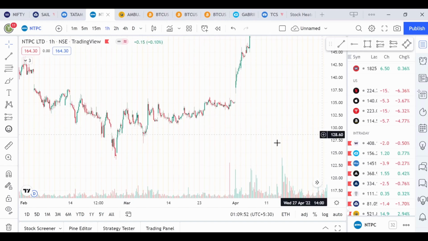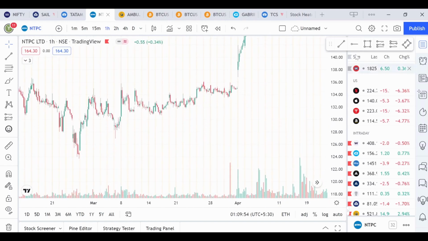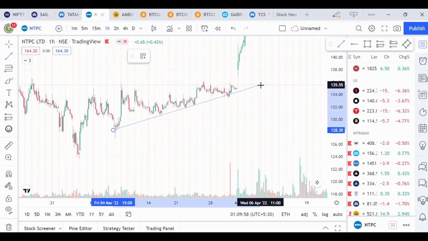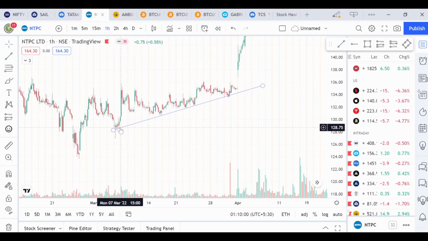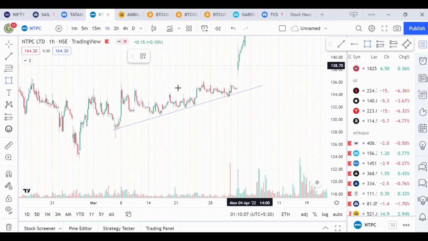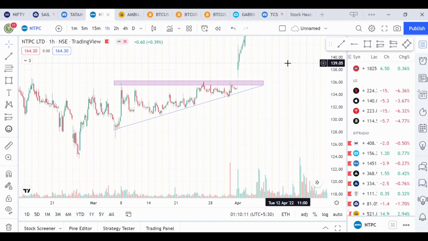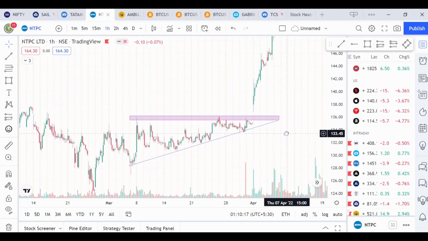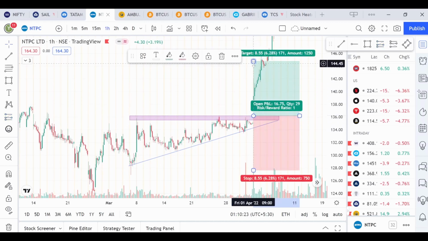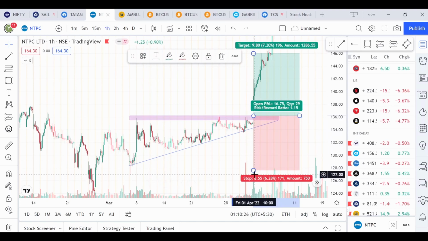Now let's talk about a real example of the ascending triangle chart pattern. As you can see, our support trend line will be over here. You can see continuous higher lows are being formed on this trend line, and the stock is taking resistance from this zone. As you can clearly see, the stock gave a very good breakout with a gap up opening, and our target was achieved very nicely.